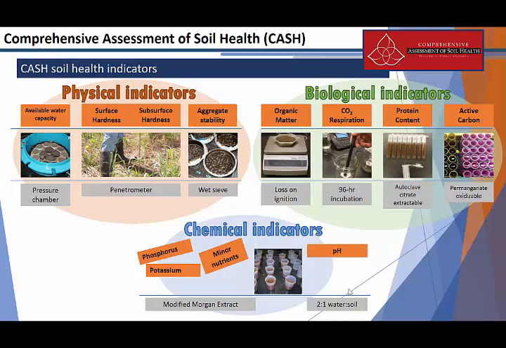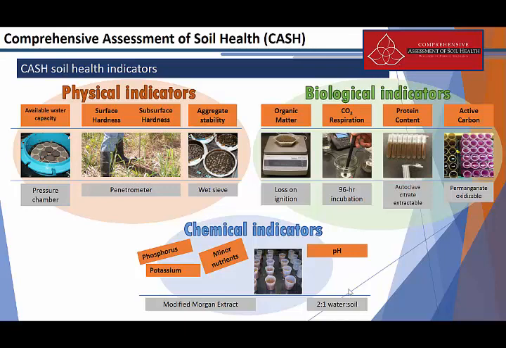They measure the physical indicators. One, available water capacity using a pressure chamber. So once you send the soil sample, they'll break it up and then apply pressure to it to see how well that soil holds on to water. And then the penetrometer is what's used to measure surface hardness and subsurface hardness. These are two measurements that the submitter does in the field before sending that soil sample. So you'll measure the penetration resistance in the field and then collect a soil sample and send it to Cornell.